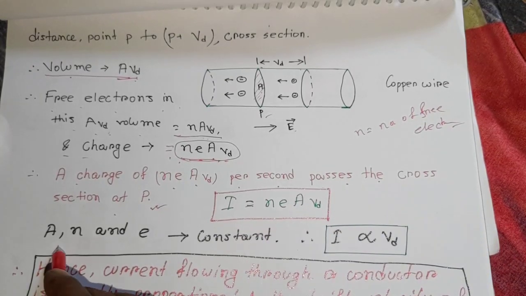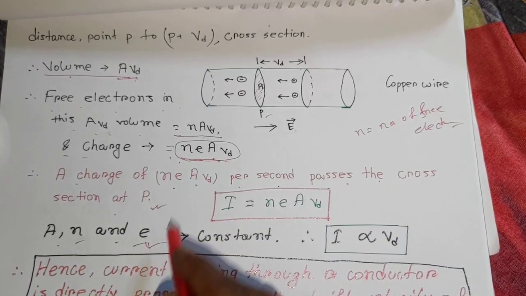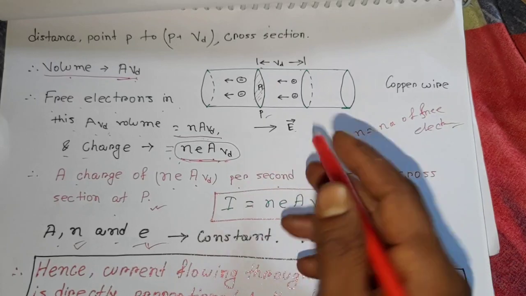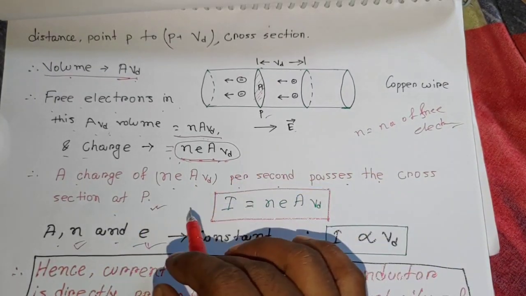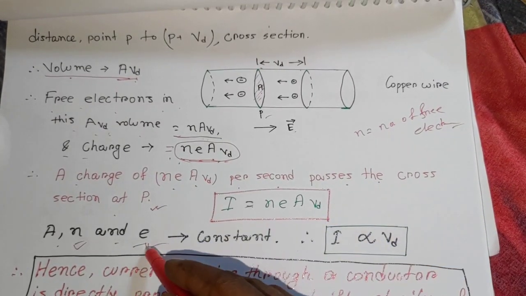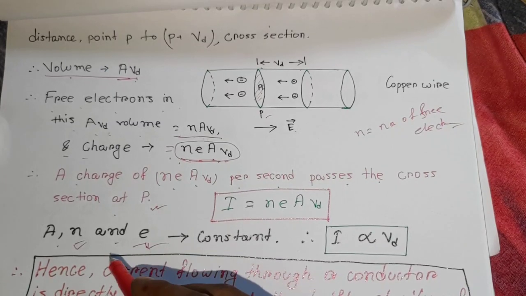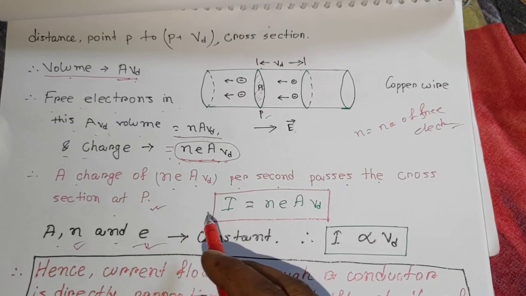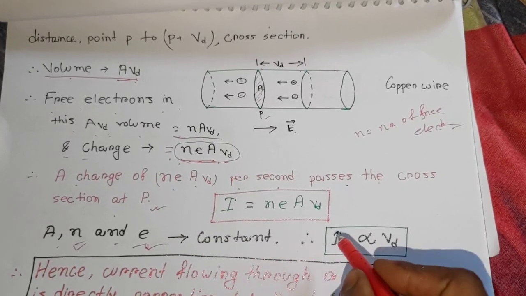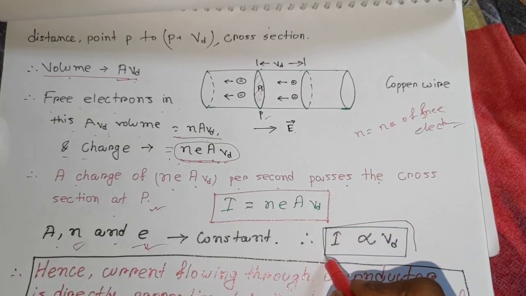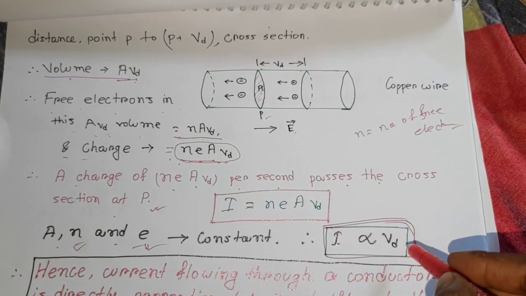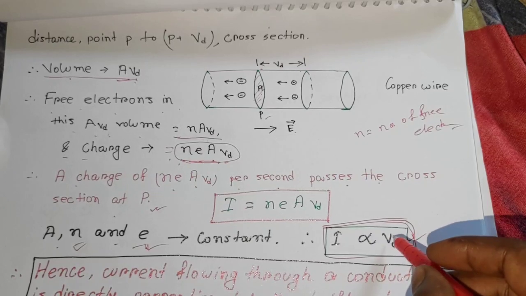Here A, N and e are constant. A is the cross section area, which is constant. N is the number of free electrons of any particular metal, which is constant, and e is the charge of an electron, which is also constant. So current I is proportional to Vd, the drift velocity.